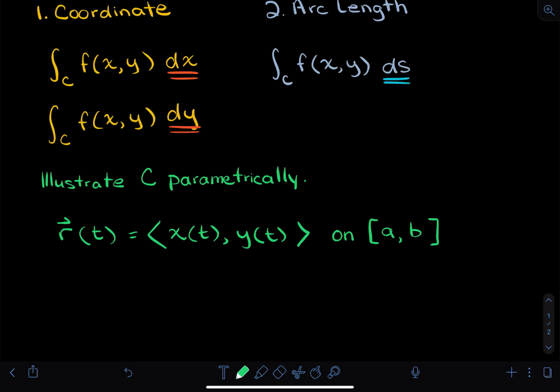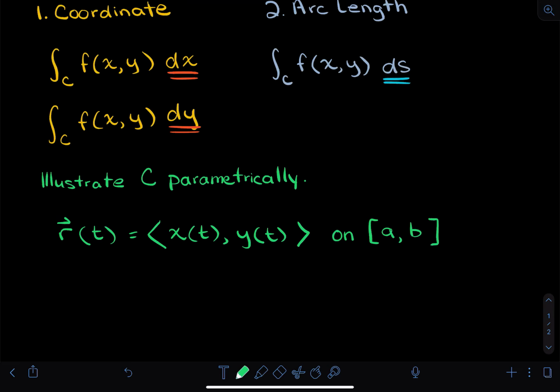The other part to keep in mind is this a and b that we're talking about. This is referring to the bounds on C, because obviously when we're looking at a line integral, it makes a lot of sense if we're looking at it bounded. We want just to look at a specific section. And again, when we do some examples, that will make a lot of sense as well.